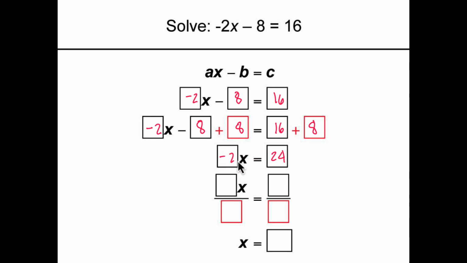This expression involves multiplication, which we can undo with division. So we get negative 2x divided by negative 2 equals 24, also divided by negative 2. So as you can see, we're dividing both sides of the equation by negative 2. Simplifying, we get x is equal to negative 12.